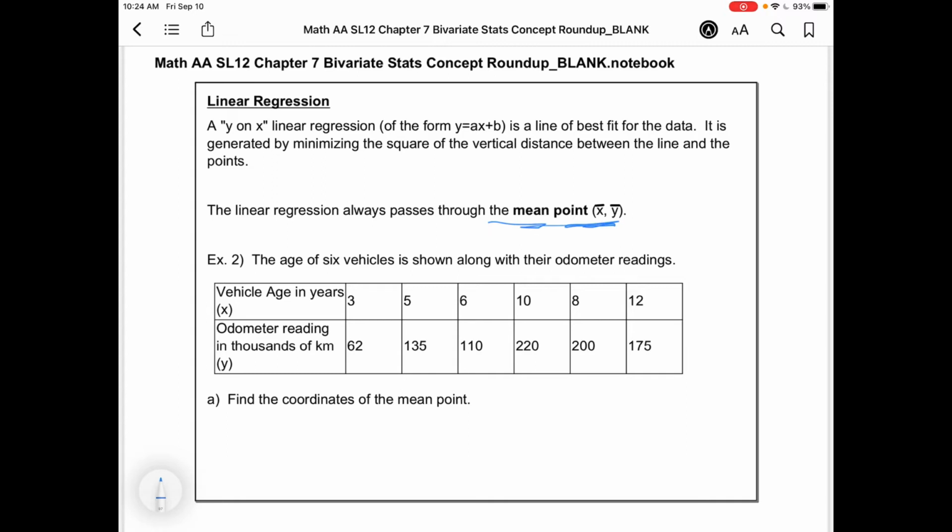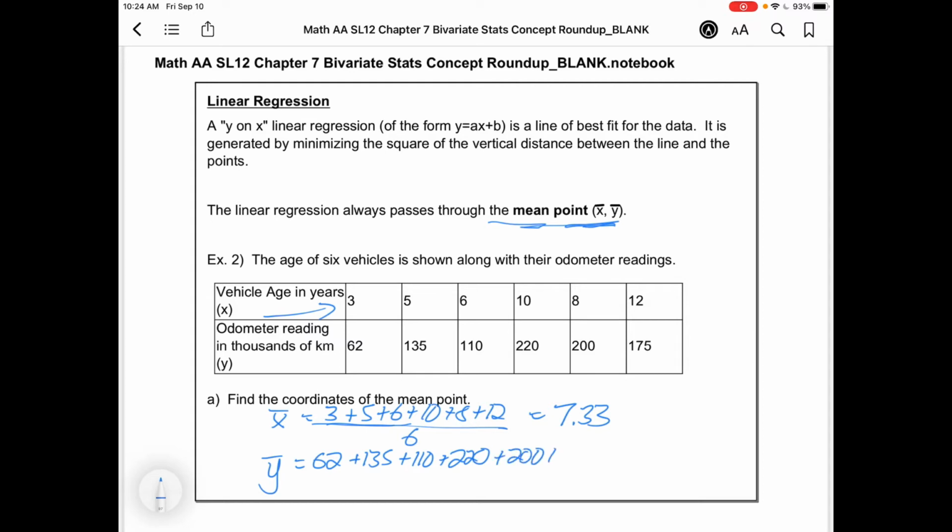So here we've got the same question. If we wanted to find the coordinates of the mean point, the mean of all our x values would be to add them up and divide by the number of values we have, which is 6. That's going to give us 7.33 roughly. The y values, we can do the same thing. We can also use the one variable stats on our calculator to find these means.